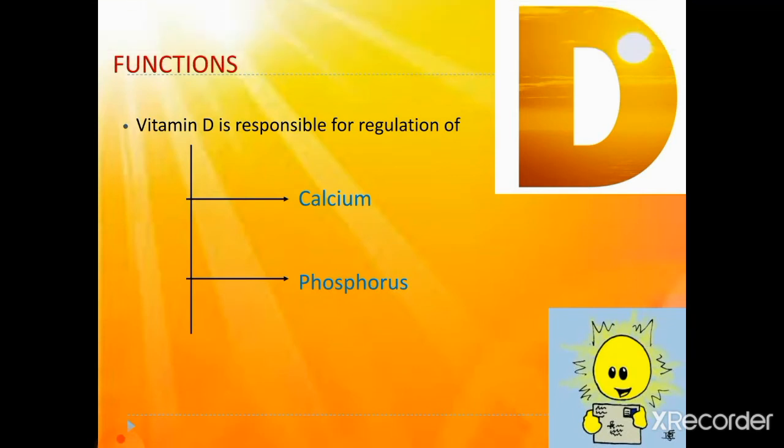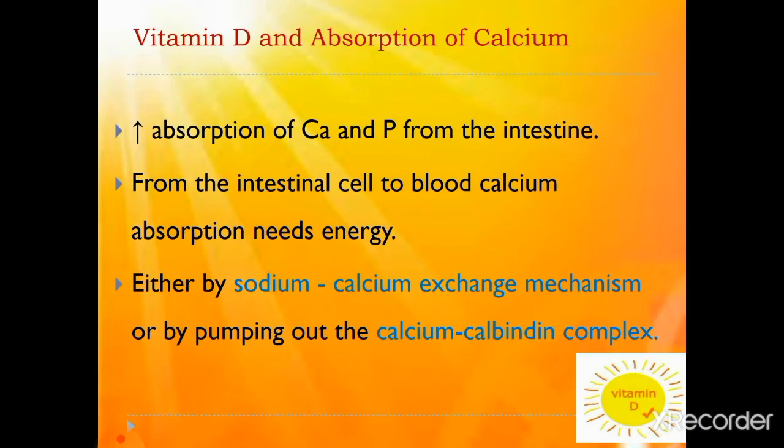As I said, the first effect is upon the intestine, for the absorption of calcium and phosphorus. In the intestine, vitamin D increases the absorption of calcium and phosphorus. The calcium and phosphorus present in our diet are absorbed with the help of vitamin D. From the intestinal cells to the blood, calcium absorption needs energy, and this energy comes either from the sodium-calcium exchange mechanism or by pumping out the calcium-calbindin complex.